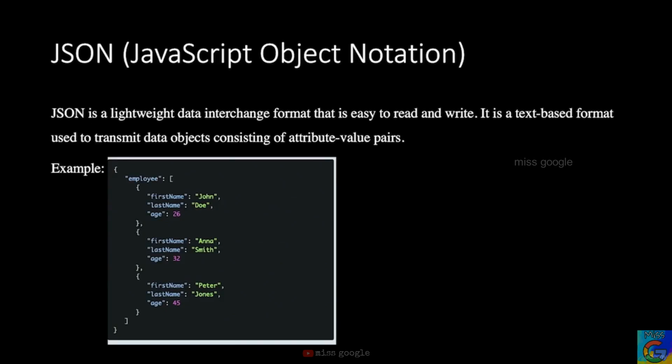So moving on to JSON. JSON, or JavaScript Object Notation, is a lightweight data interchange format that's easy to read and write. It's a text-based format used to transmit data objects consisting of attribute value pairs. So here is an example of employee data in JSON format with the first name, last name, and age attributes. As you can see, this particular JSON is an employee which essentially has a list of employees.